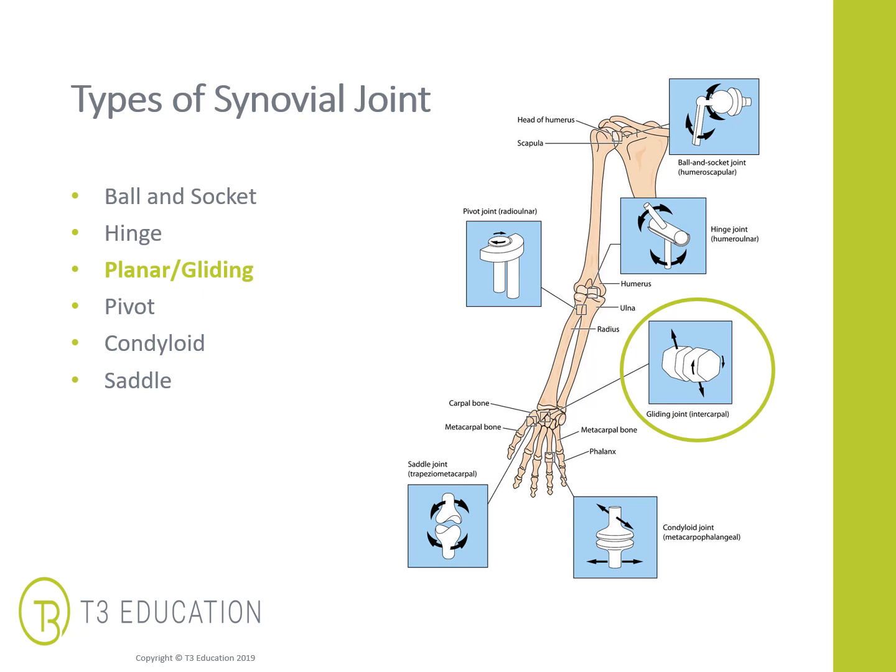Gliding joints, sometimes called planar joints as well as gliding joints. Examples of this are the articular processes of the vertebrae and between the carpal and tarsal joints. It allows two planes of movement, back to front and side to side. The articulating surfaces are flat, allowing for gliding movements that are restricted by the surrounding ligaments.